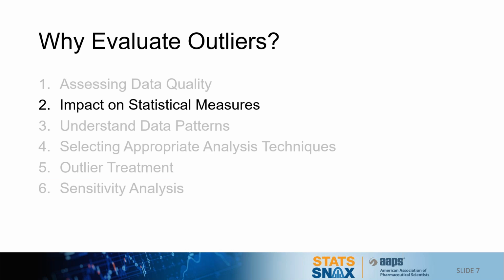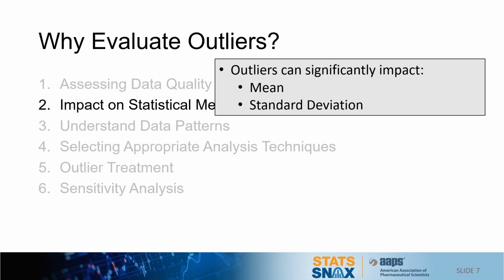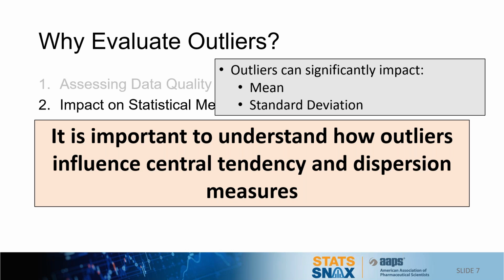Secondly, understanding how outliers affect statistical measures such as mean and standard deviations is important. An outlier can significantly change statistical measures. It is important to investigate the underlying causes for these outliers.